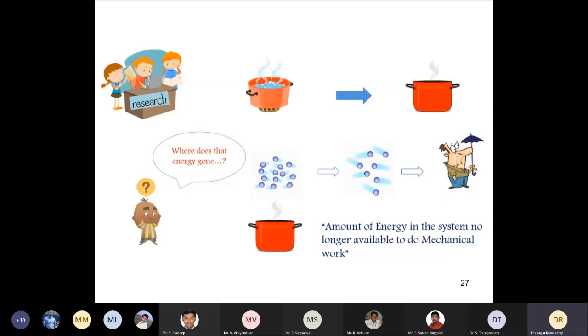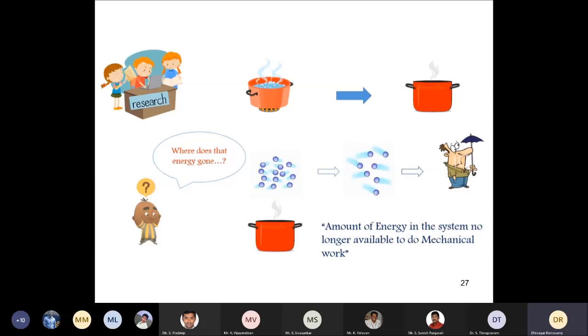So where has that energy gone? That energy is mixed in that room. The energy already available in that room is getting expanded and mixed in that room. So we cannot capture that energy to convert into useful work. This is known as entropy.